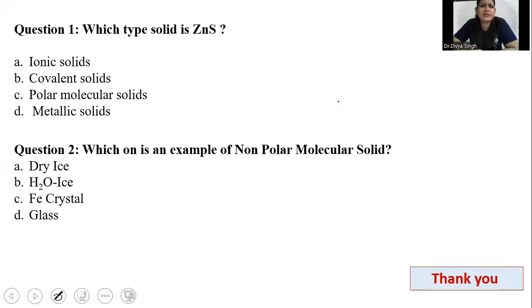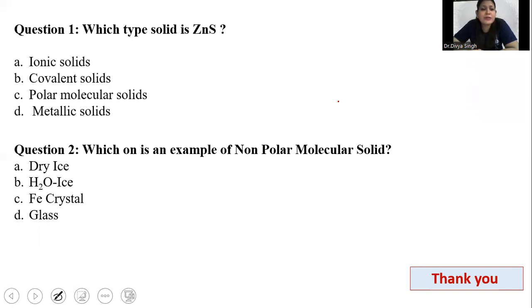Which type of solid is ZnS? Zinc sulfide is which kind of solid? You have to think on it. The second question is, which one is an example of a non-polar molecular solid? Dry ice, water in ice form, iron crystal, or glass? Think on the answers. I'll tell you.